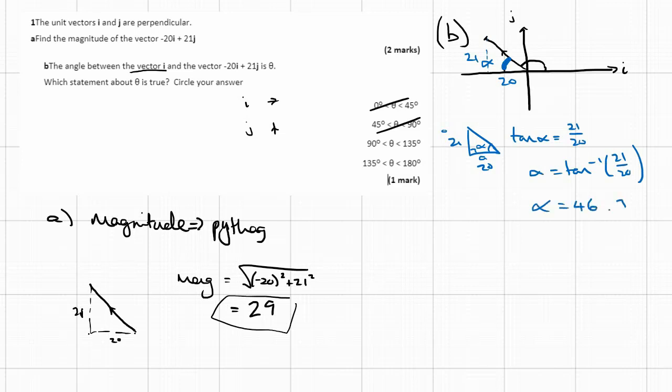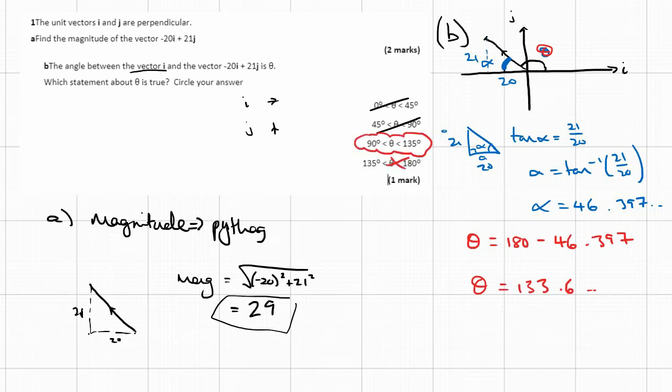I get 46.397, etc. It's not actually our answer though. To find our angle theta, which I'll do in red, we need to do 180 take away this. So when I do 180 take away that answer, I'm going to get 133.6 and so on degrees. So it's not this one.